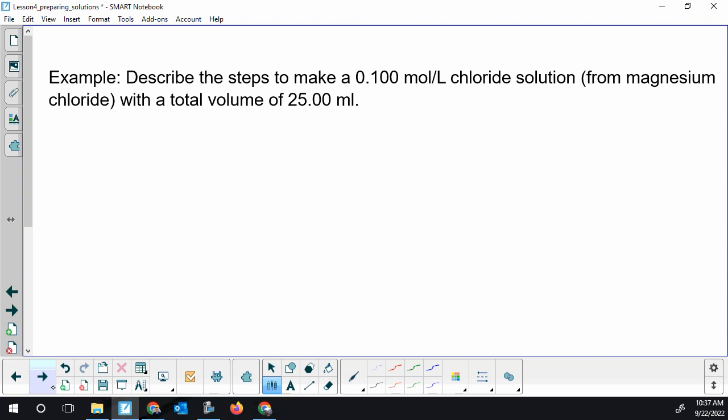I'm going to describe the steps, largely just do the math of how to make a 0.1 mole per liter chloride solution. I want 0.1 mole per liter chloride ions, but they're going to come from magnesium chloride. We're going to have to weigh out magnesium chloride. And we want the total volume to be pretty small. We're going to use a tiny little 25 mL volumetric flask.